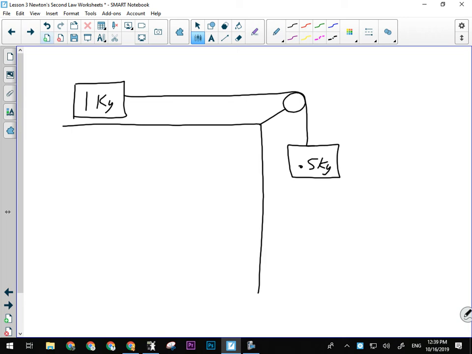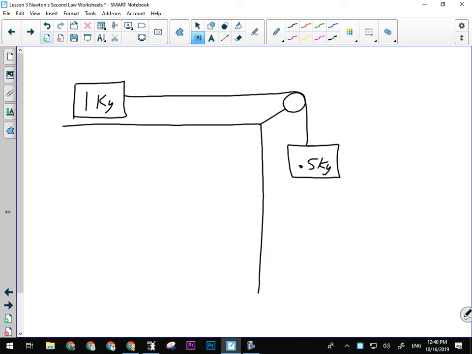What's going to happen here if I release this system? Okay, the 0.5 kilogram mass is going to drop, and it's going to pull the cart along. If this is a frictionless system, let's just say it is, because we're going to say that tomorrow our lab is frictionless, even though it's not, but it's pretty close. Okay, let's say this is a frictionless system.